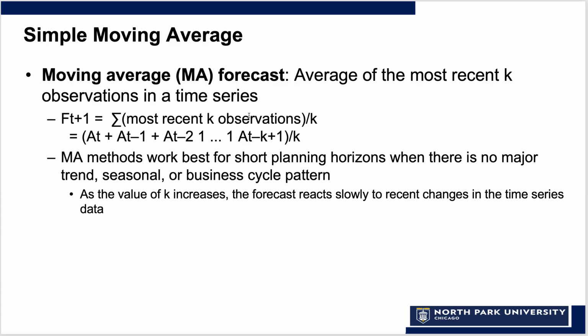So it's a smoothing method. Averaging tends to smooth things out. Moving average methods work best for short planning horizons when there's no major trend, seasonal, or cyclical business pattern. Well, there could be some trend, but it's going to smooth it out and it's going to lag behind it, is what they're telling you. As the value of K increases, the forecast reacts slowly to recent changes in the time series. The most popular versions of this for K, the most recent K observations, are 2, 3, 4, and 5. And mostly 2, 3, and 4. Most of the time in most textbooks, they use a 3-month moving average. And we'll show you an example.